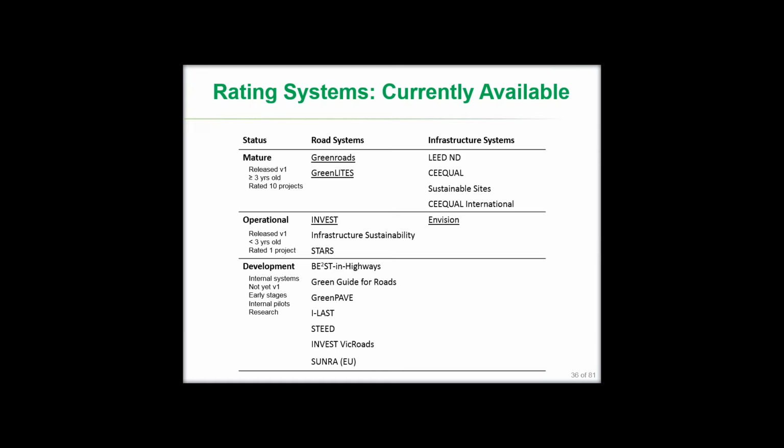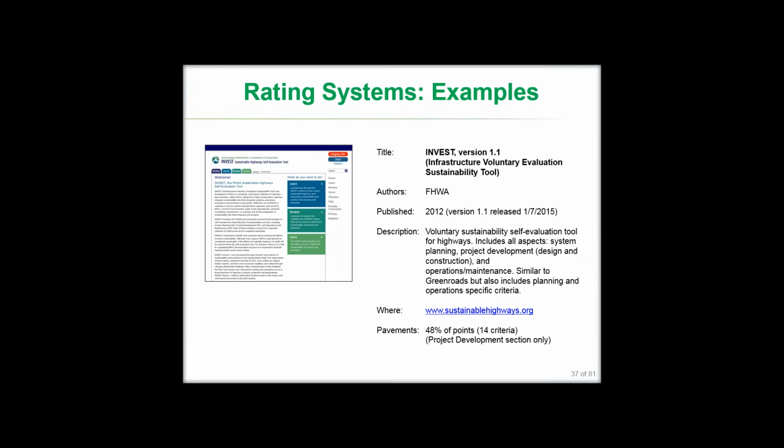I've underlined 4 of them: Green Roads, Green Lights, Invest, and Envision, and you can see those in the guide document in a little bit more detail, and I'll show you just a brief overview of each one of those. So Invest by the Federal Highway Administration was first published in 2012, and actually version 1.1 was released earlier this year.